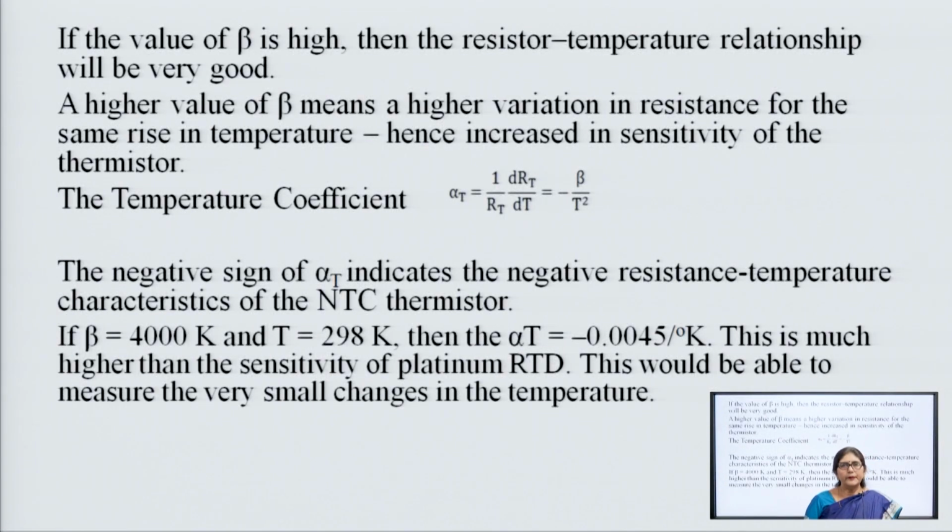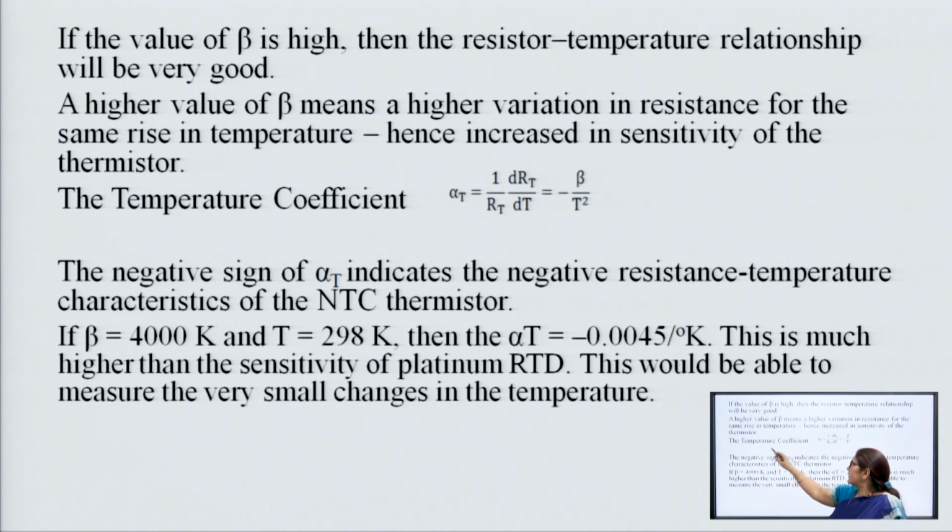So, if the value of beta is very high, the resistance temperature relationship will be very good. We need a material whose beta is very high. A higher value of beta means a higher variation in resistance for the same rise in temperature. Hence, the sensitivity is more.